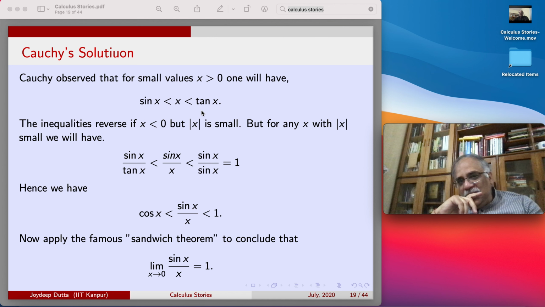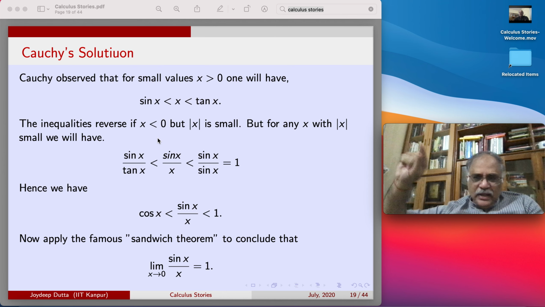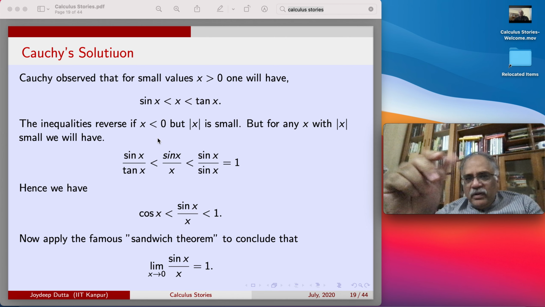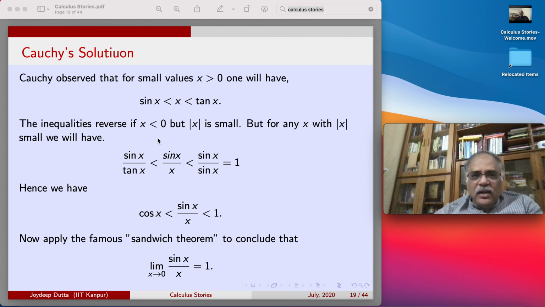So what happens here, I forgot to put the slash of sin x in the LaTeX. What happens even if x is strictly less than 0, when x is negative, the sin x values are negative. If you look at the sine graph, then this inequality will change. Even if you take mod x very, very small near 0, the inequality will change because the sine graph changes.